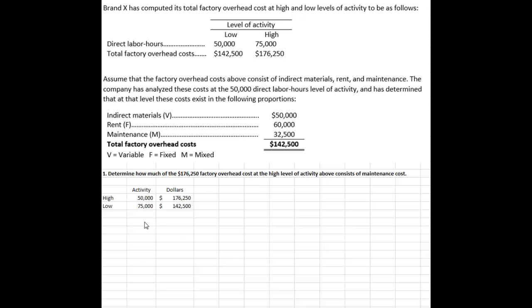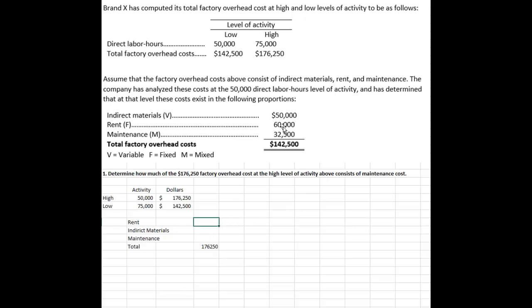In order to do that, I'm just going to lay it out kind of like this. Okay, so we know we're going to have rent, we know we're going to have indirect materials, and we know we're going to have maintenance. And we know the total of all three of those is going to add to this 176,250 at the level of 75,000 units. Now here's where the cost behavior becomes important.